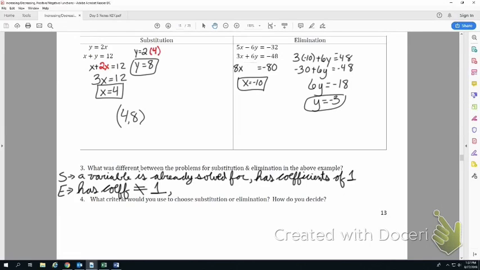The other thing that I would recognize about a problem is, in order for me to use elimination, does a variable cancel through subtraction? Okay, we had the 6y minus 6y.